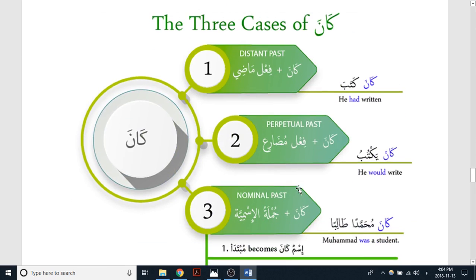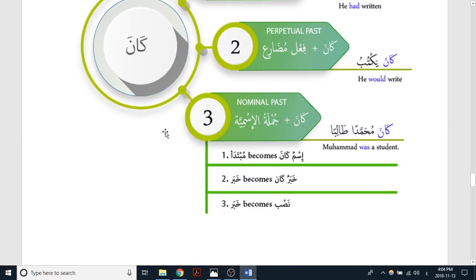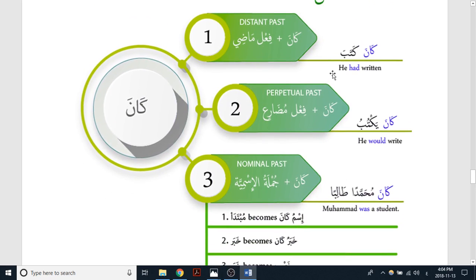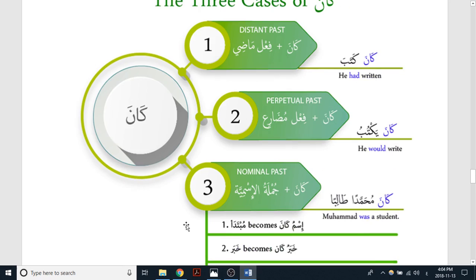We actually created a little graphic that is available in the notes if you want to take a look at it, breaking down kana and its three usages and things that you need to keep in mind regarding it.